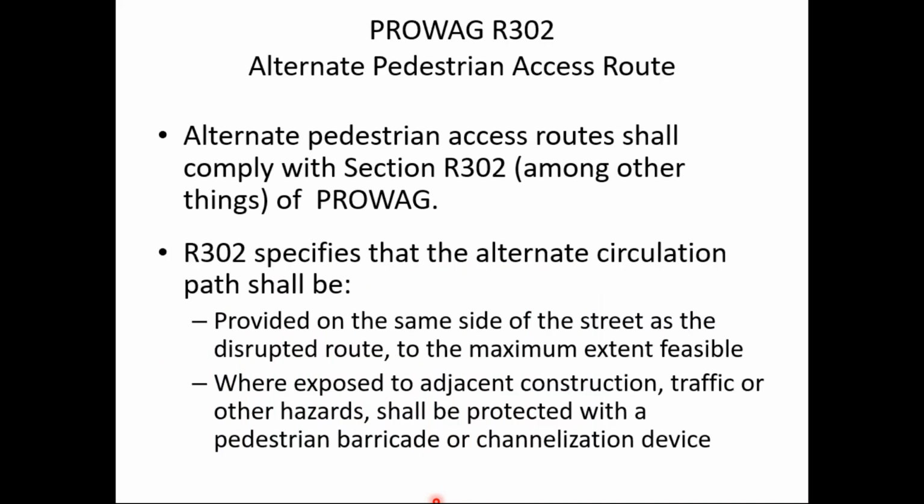Just a little review. Remember, PROWAG talks about the alternate pedestrian access route. It does need to be accessible. And recall, to the maximum extent feasible, it should be on the same side of the street as the disrupted route. But one thing we didn't talk about yesterday is, notice PROWAG says where pedestrians are exposed to adjacent construction, traffic, meaning vehicular traffic in the roadway, or other hazards, they shall be protected. Notice the shall, that's a requirement, with a pedestrian barricade or channelization device. And we'll talk more about those barricades and devices, but I wanted to bring that to everybody's attention.